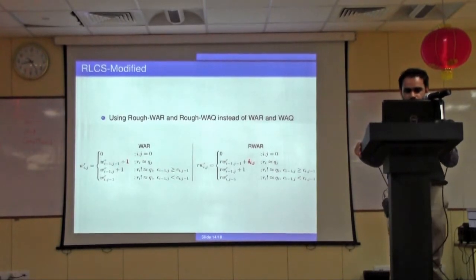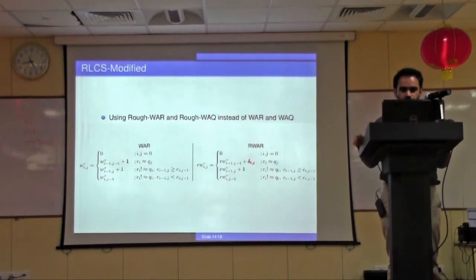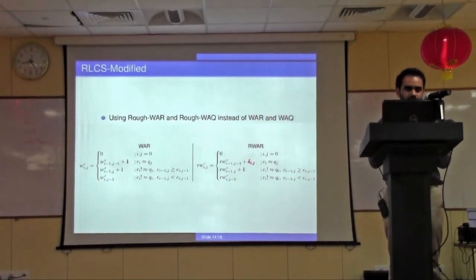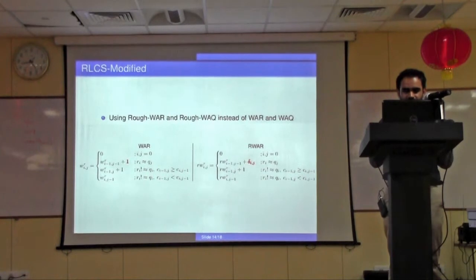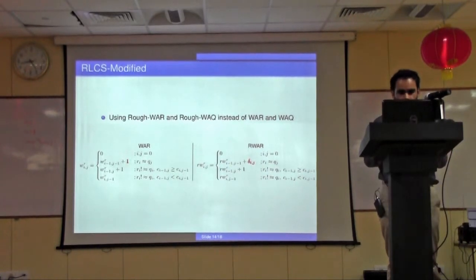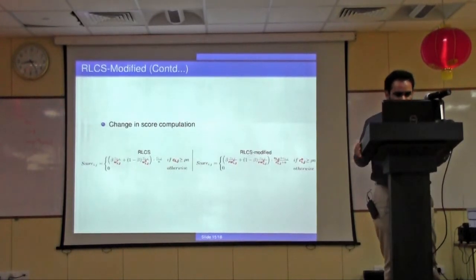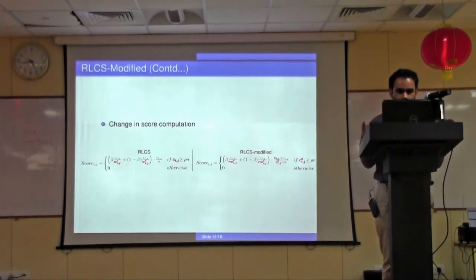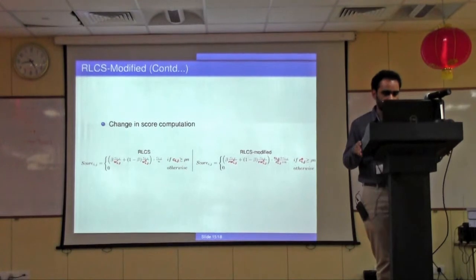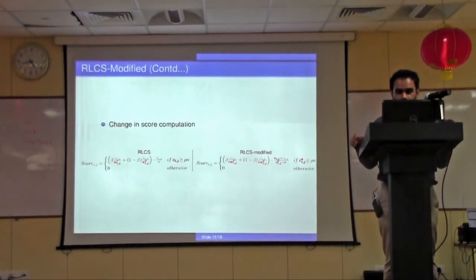rough width across reference, where when there is a rough match we increment not by 1 but by delta. So this gives us the rough width across query and rough width across reference. This doesn't change the result much, but it just shifts the score value from a lower range to a higher range. We have also made some other changes in the score computation. First, we have replaced VOR by rough VOR, and walk by rough walk.